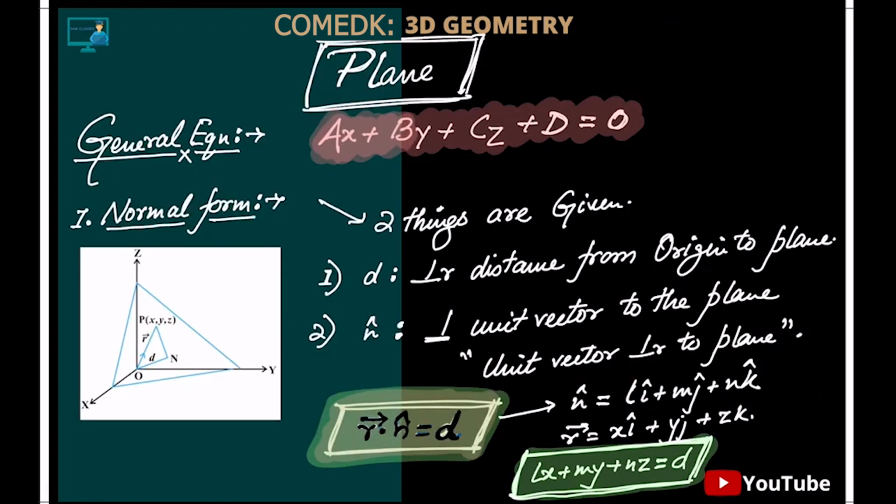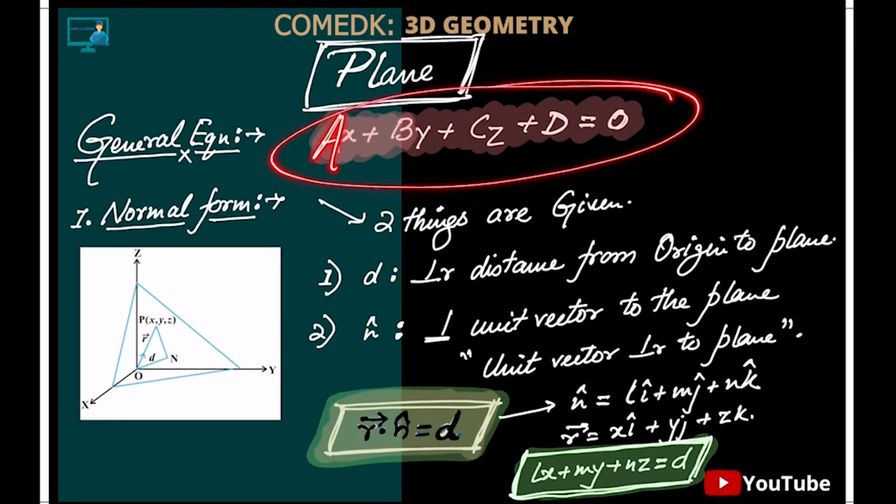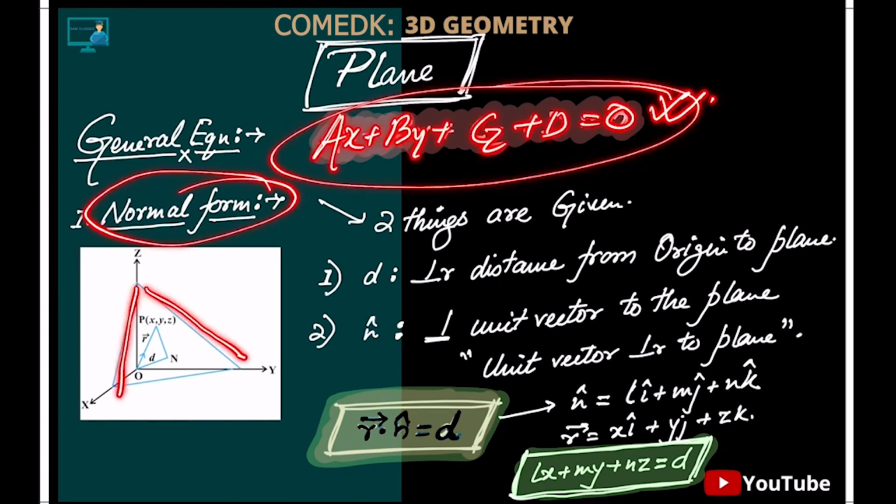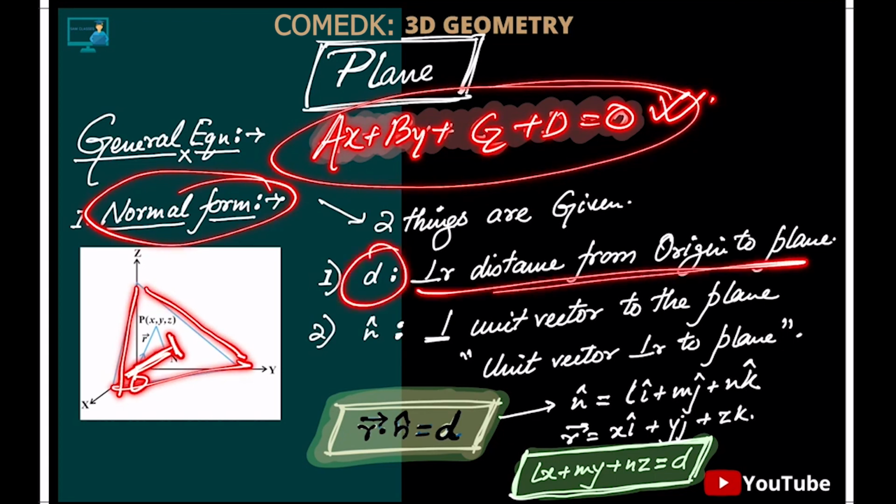Now the planes. The general equation of the plane we already know: AX plus BY plus CZ plus D is equal to 0. So this is my general equation of plane. Next is the normal form. See, in normal form, one plane is there, and they have given me the perpendicular distance from the origin to the plane, that is D. They have also given a unit vector perpendicular to the plane.